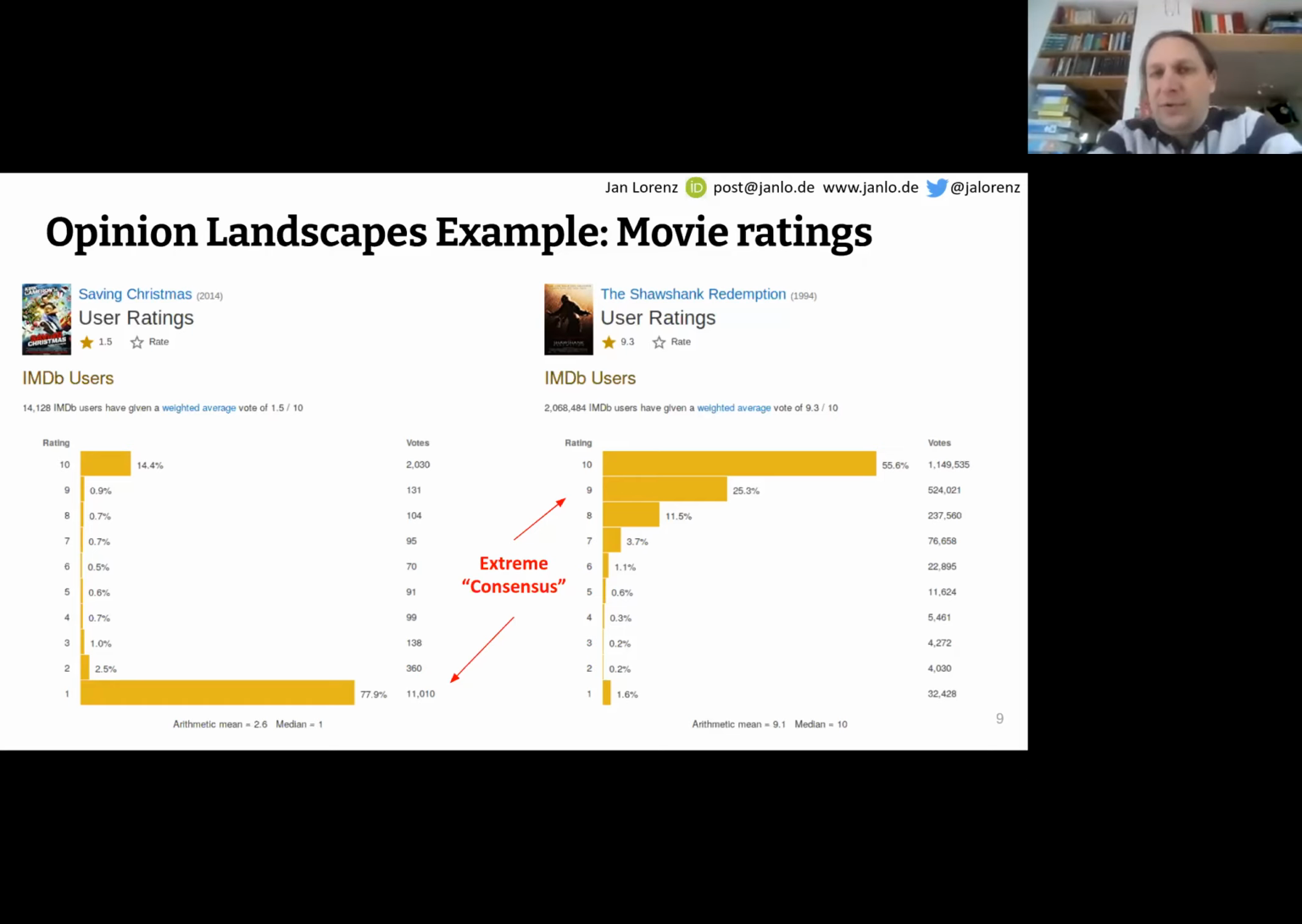These are the worst and the best movie, I think, in the IMDb database of movies. And you see this is the worst movie. 77% of people give it just one star, which is the lowest amount. And this is somehow close to what we call extreme consensus in real data. And that's the most positive extreme consensus, with the best movie in the database: 9.3 stars for The Shawshank Redemption.